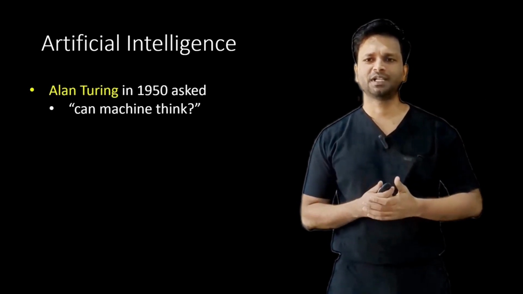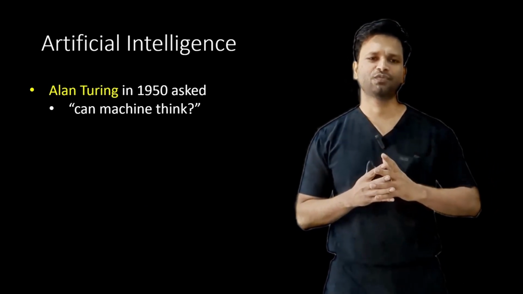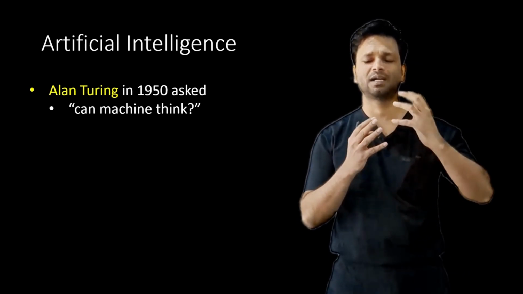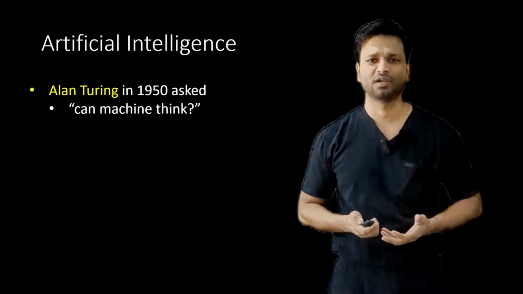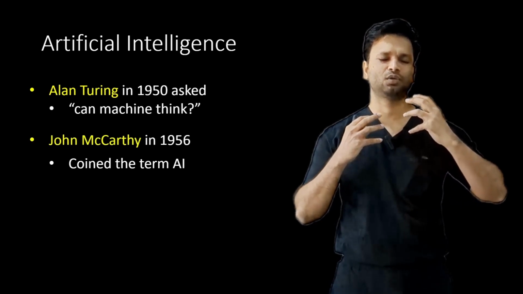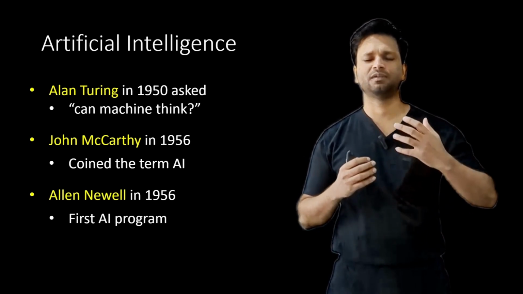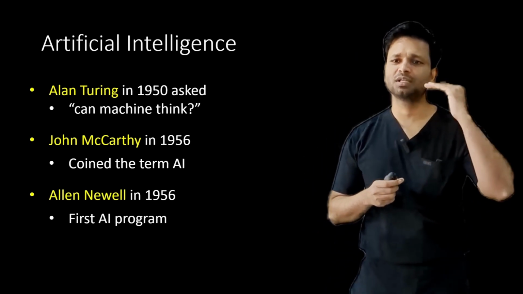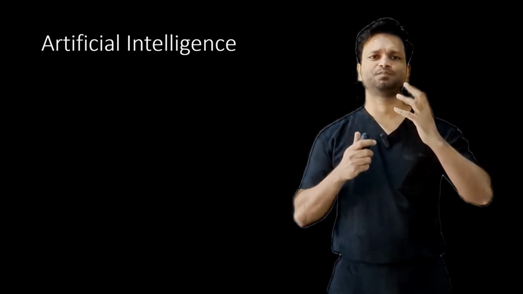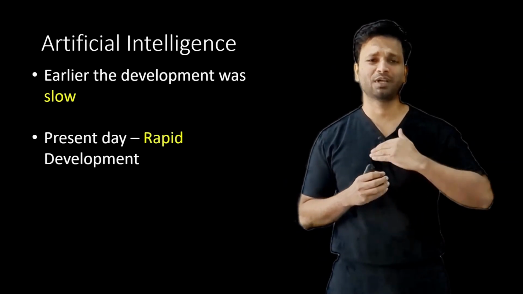So artificial intelligence is not a new thing. It was first described in 1950 by Alan Turing, when he first asked whether a machine can think or not. Okay, then the term AI was first coined in 1956 by John McCarthy, and in the same year, Allen Newell wrote the first AI program. So AI and machine learning are not something new, but the progress of AI was quite slow earlier, and now suddenly it has become quite rapid.